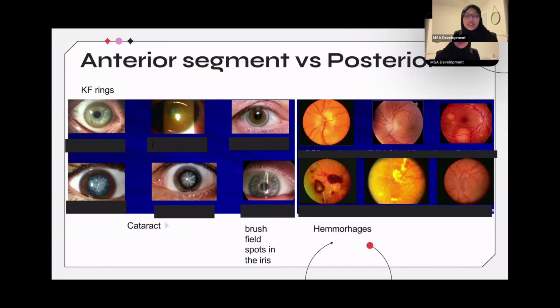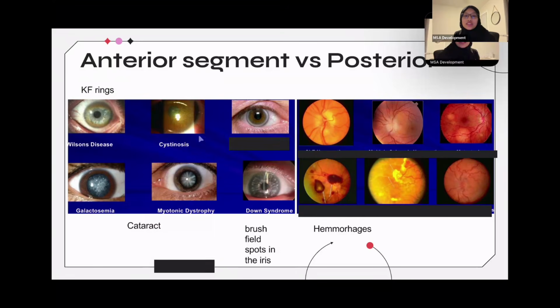These two are the same. They're cataracts. They can happen in different conditions, different congenital diseases. These are Brushfield spots, like paint brushes, right? That can happen in things like Down syndrome. So these are cataracts, you don't need to know the name. This is Brushfield, Down syndrome. This is Wilson, cystinosis, cystine deposits. This is another condition causing cataracts, and this is hypercholesterolemia.